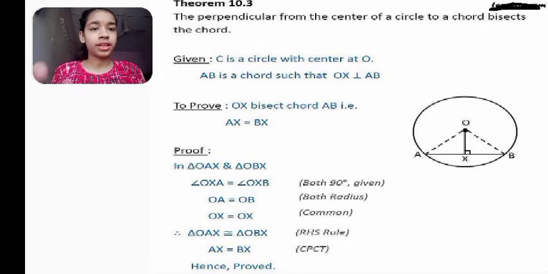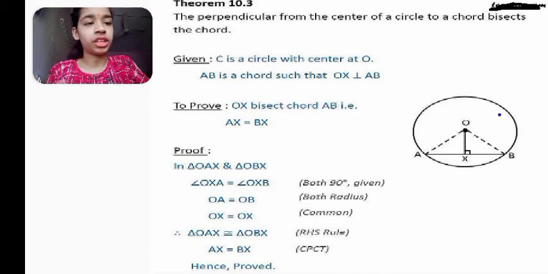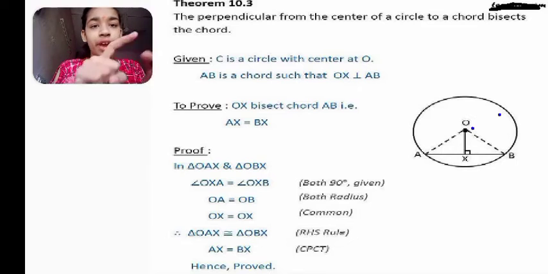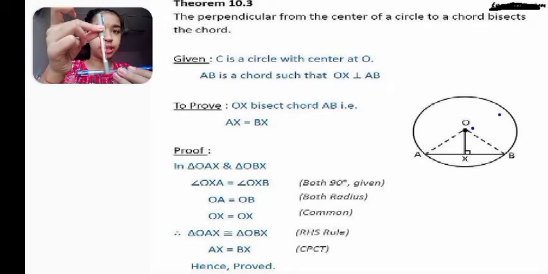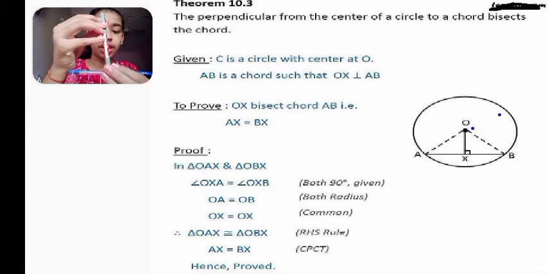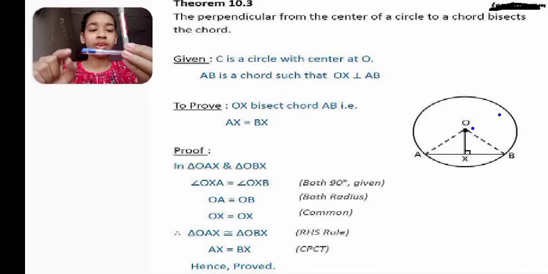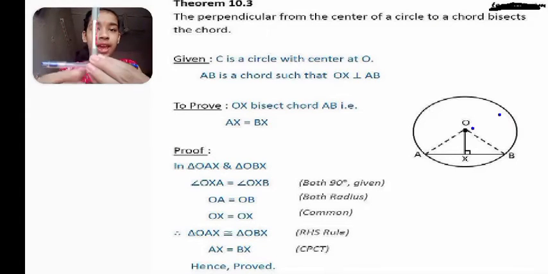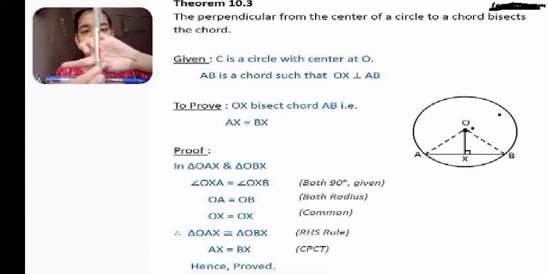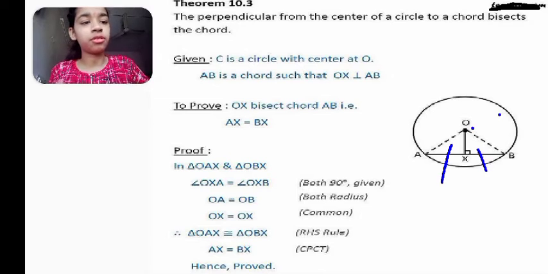As you can see, students, in this theorem we need to prove that in a circle with center O, when OX is perpendicular to AB, then this point is O, this point is X, this point is A, this point is B. We need to prove that if OX is perpendicular to AB, then AX and BX are equal to each other. We need to prove AX is equal to BX.